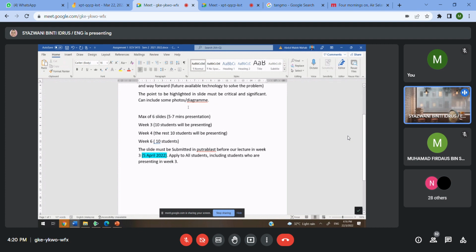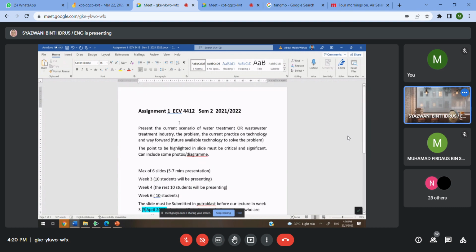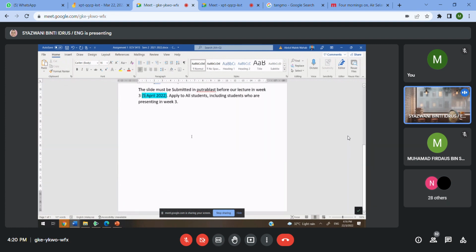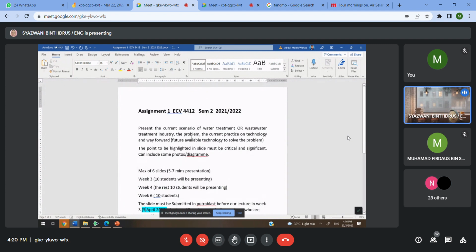It's going to be a very short presentation as well, 5 to a maximum of 7 minutes. You have to highlight the water or wastewater treatment, what the obstacles are, what the existing technology being used is, and what future technology is available that can solve the problem regarding the challenge that we have highlighted earlier. So this information is available everywhere. I think it's easy, but a little bit risky.